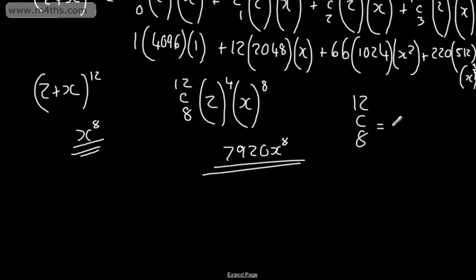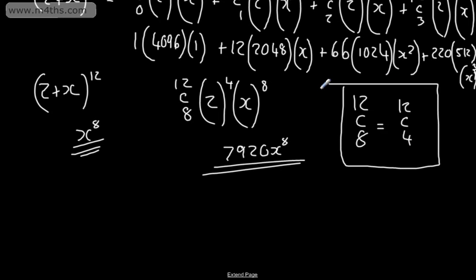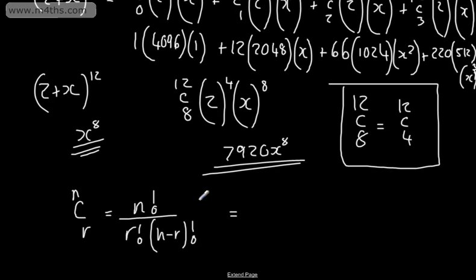12C8 is going to be the same as 12C4. These are symmetric. And again, the reason is, if I just write this out, when we look at nCr, nCr is actually given as n factorial over r factorial times n minus r factorial. So if we just consider this one right here, what we've got is 12C4.